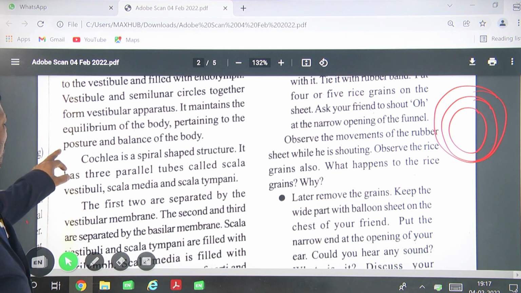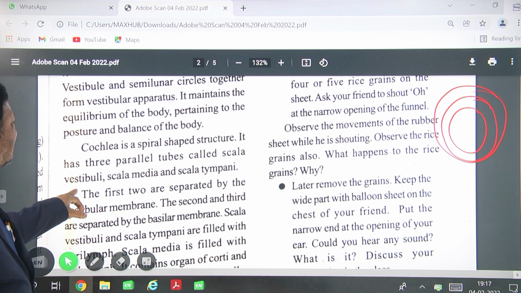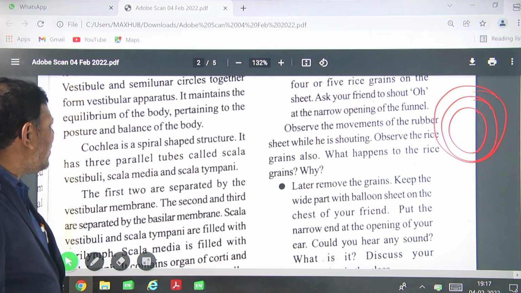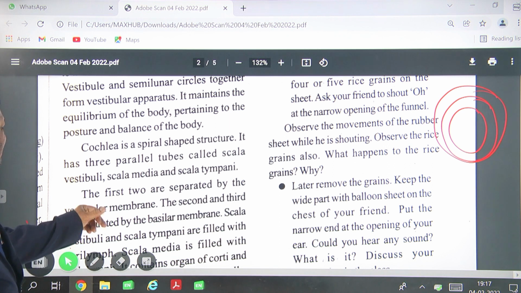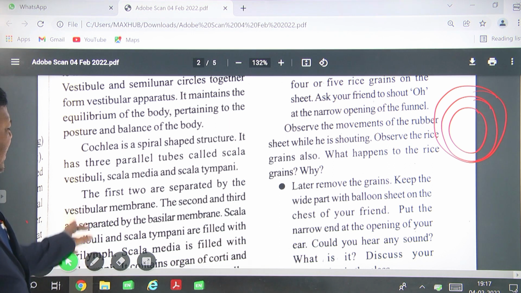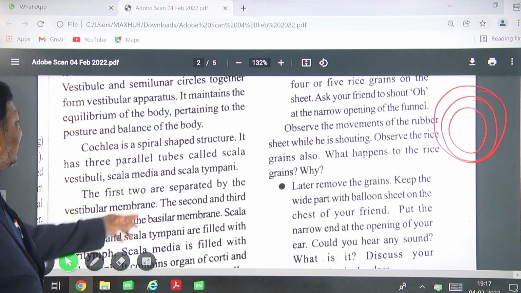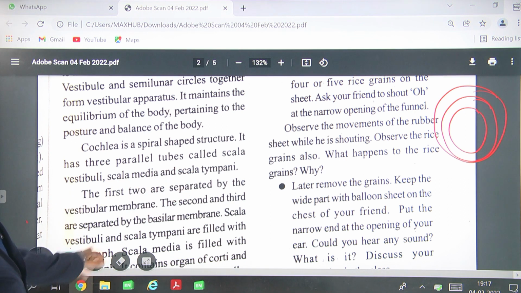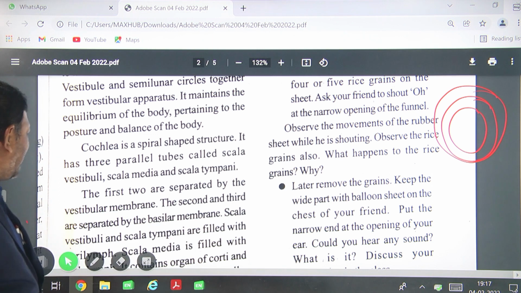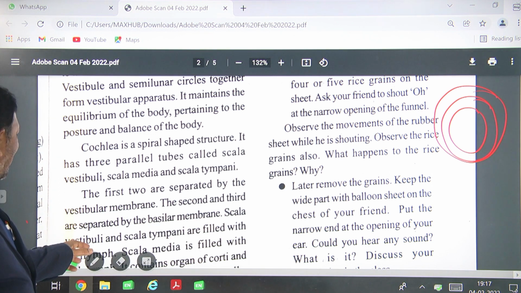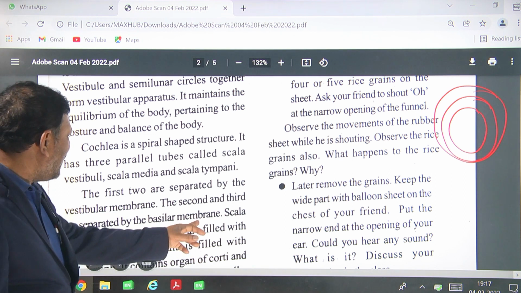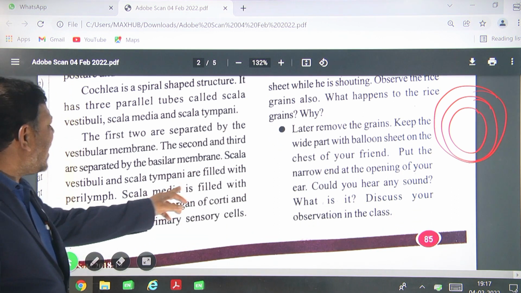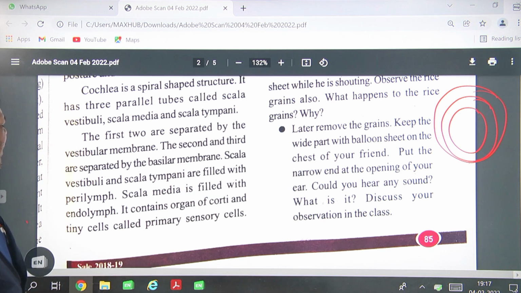What are the first two? Scala vestibuli and scala media are separated by the vestibular membrane. The second and third, scala media and scala tympani, are separated by the basilar membrane. The scala vestibuli and scala tympani are filled with perilymph, and the scala media is filled with endolymph.